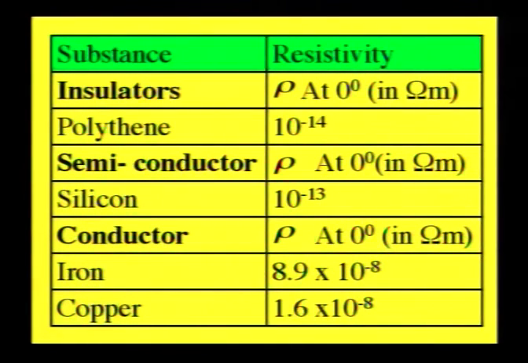All right, this one should be minus 13. For semiconductors, the silicon should be 10 to the minus 13. That is the resistivity.